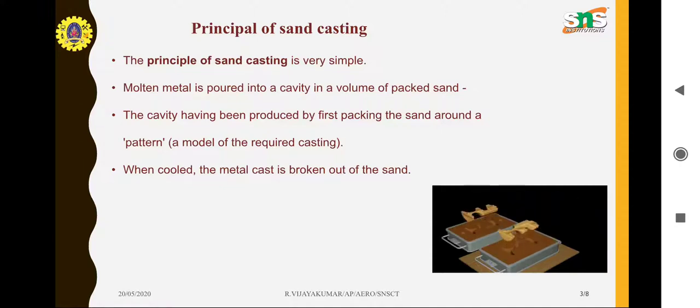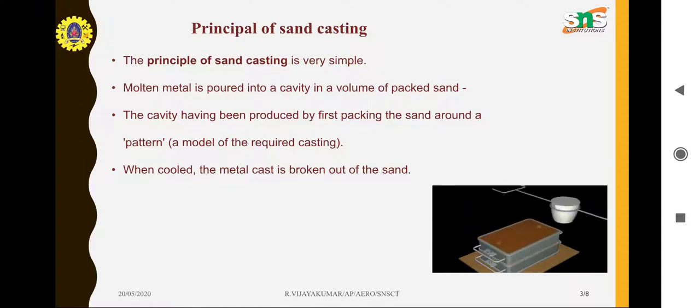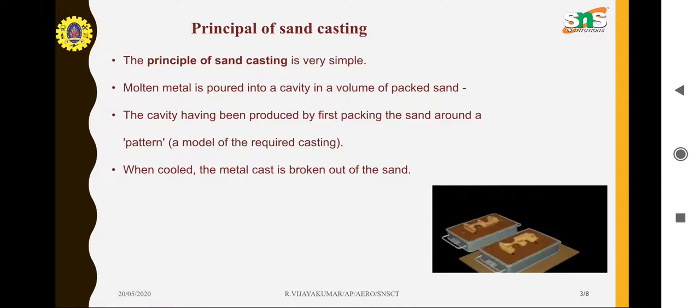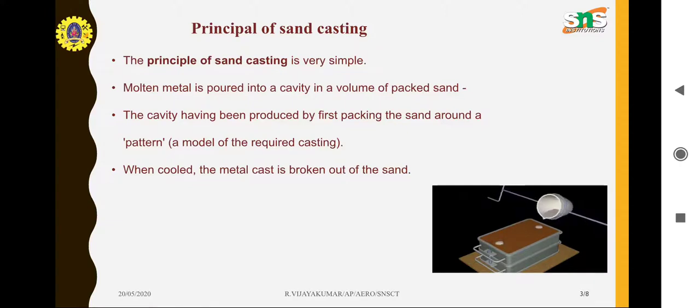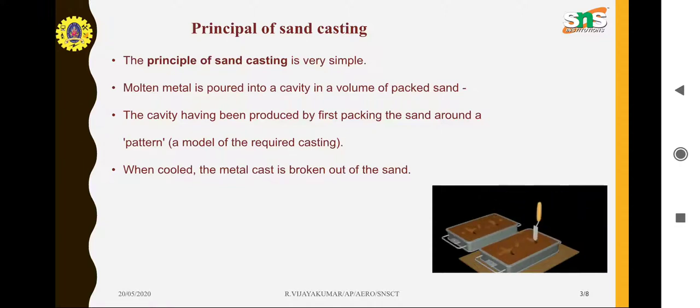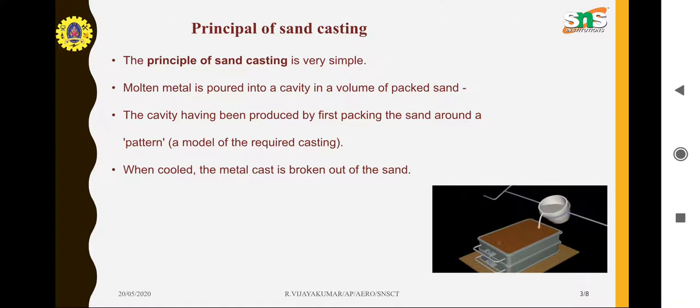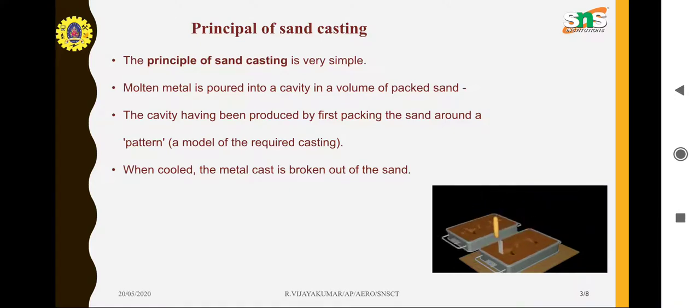In particular, the principle of sand casting is very simple. The molten metal is poured into a cavity, as we discussed in the above topic. The main principle is that we introduce the molten metal into a volume of packed sand. There will be a box-like structure that we fill with sand, and in the center we place a mold. The cavity is produced by first packing the sand around a pattern, and when cooled, the metal cast is broken out of the sand. It is very simple.